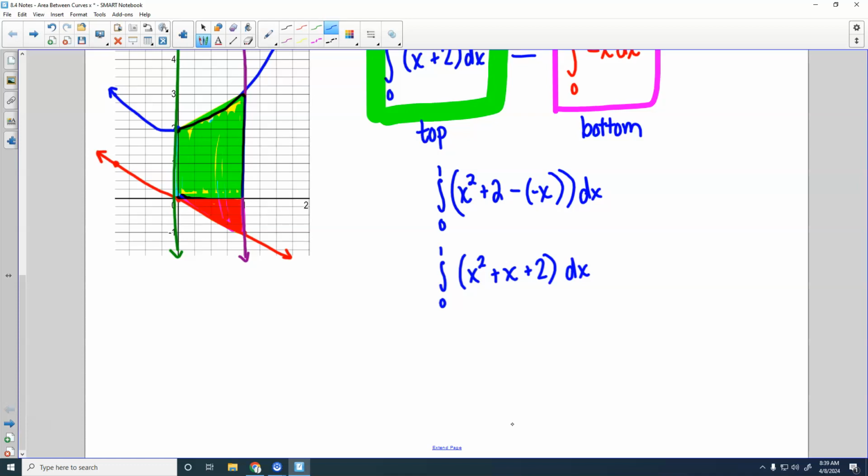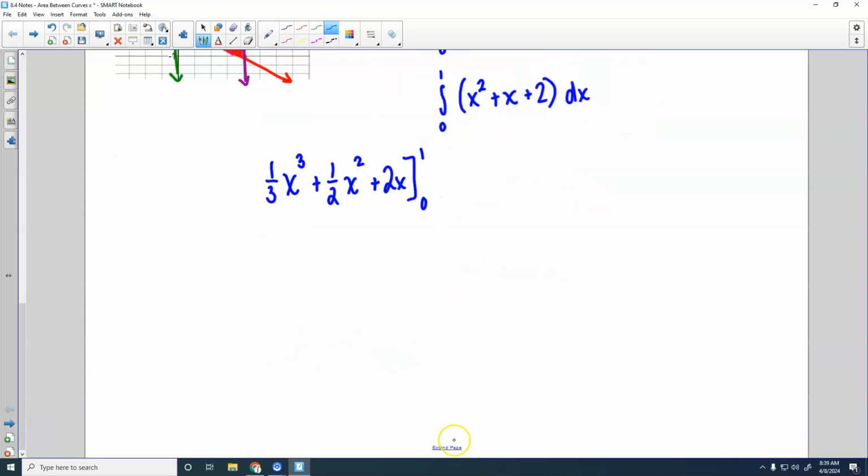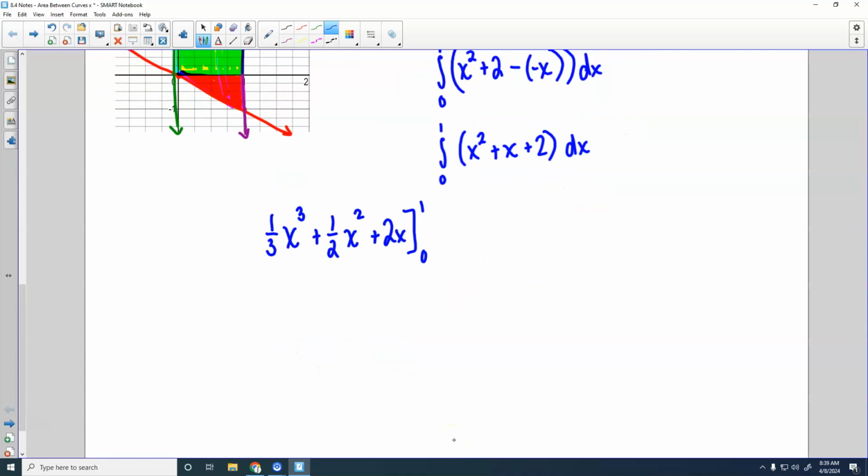All right, once you get to this, it's just a definite integral problem that you've got to work out. You're going to have x to the third. You will divide out front by that 3 and get a 1/3. Over here you'll get x squared. You'll have a 1/2 out front, and then you'll get a plus 2x, and we will evaluate that from 0 to 1. And so we've got to plug in 1 and 0 and subtract.